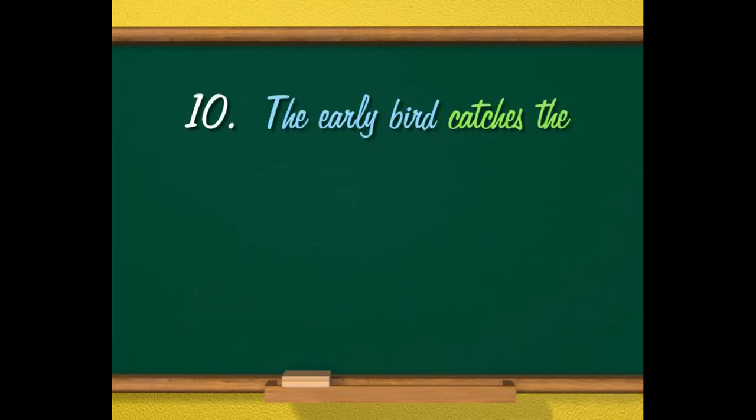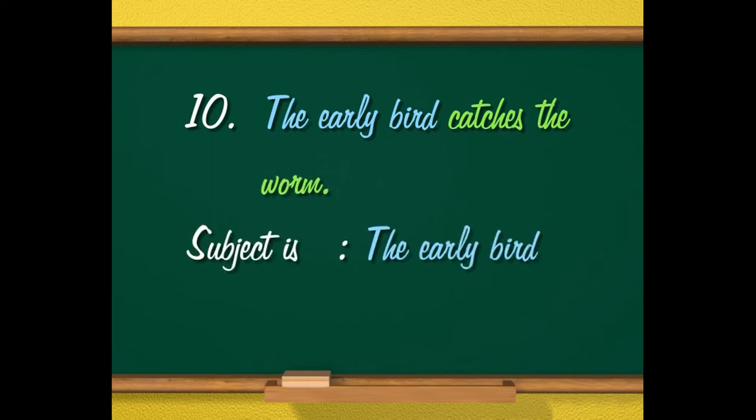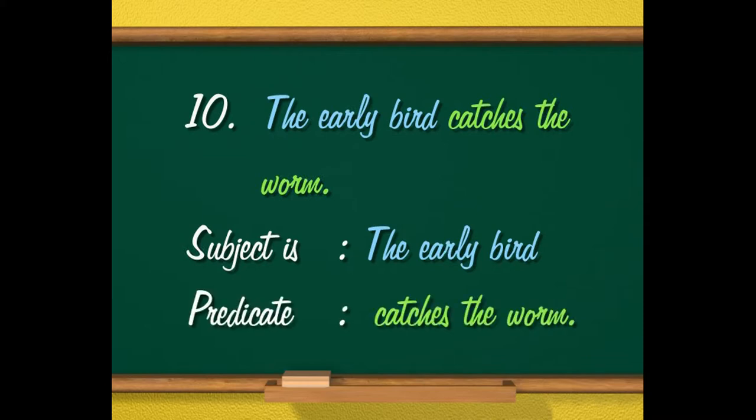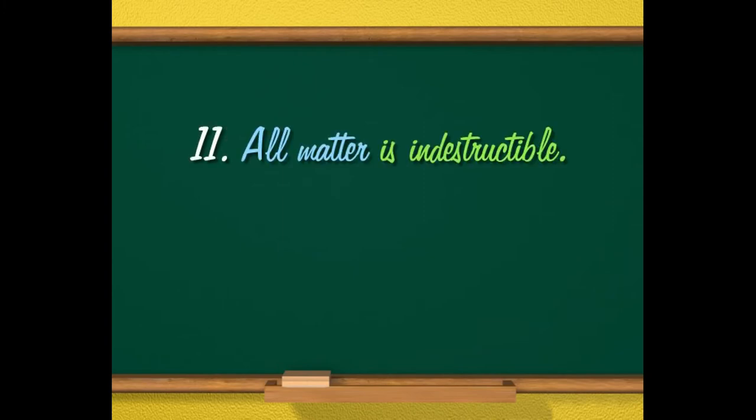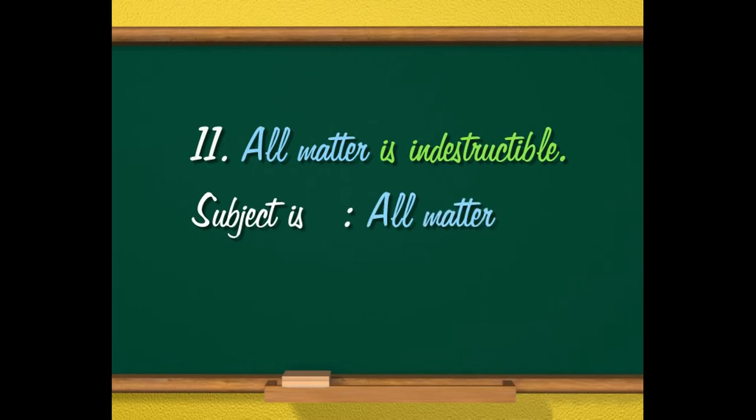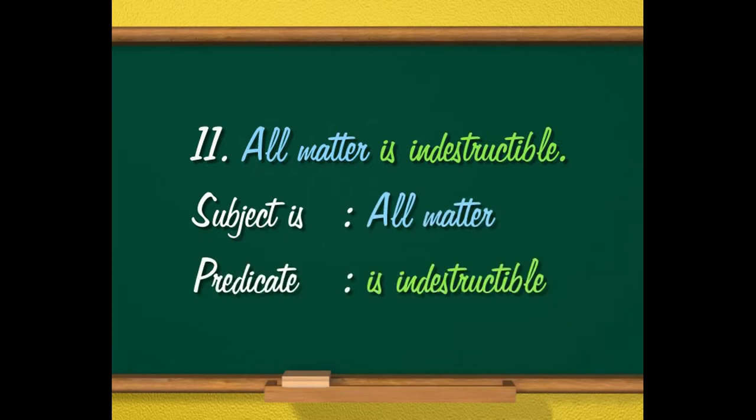The next question. The early bird catches the worm. Here the subject is the early bird and the predicate is catches the worm. The next question. All matter is indestructible. Subject is all matter and the predicate is the other half of the sentence, that is indestructible.